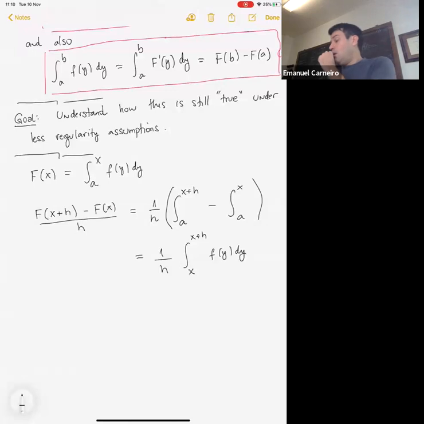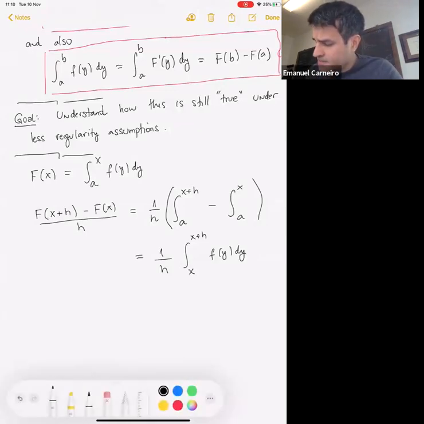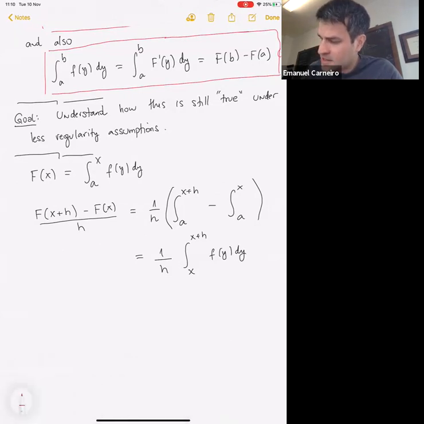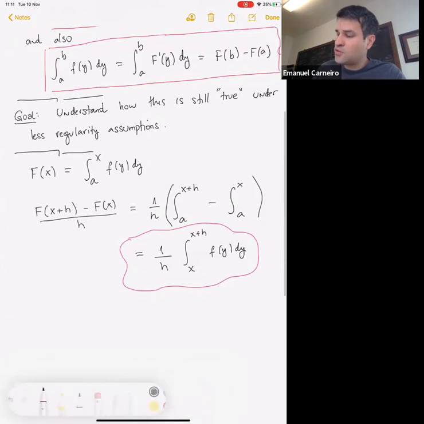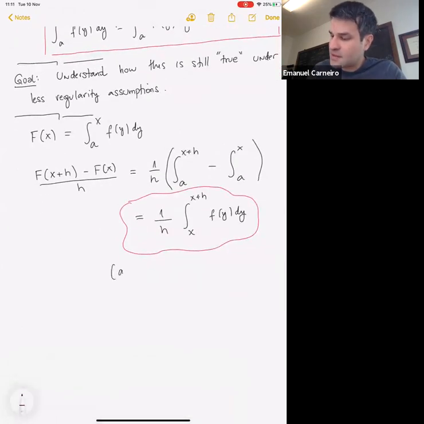Okay. Look at what I have now on this right-hand side here. I want to understand this as h goes to 0. As h goes to 0, the fundamental theorem of calculus tells me that if your function little f is continuous, then this will converge to the value of f at x.